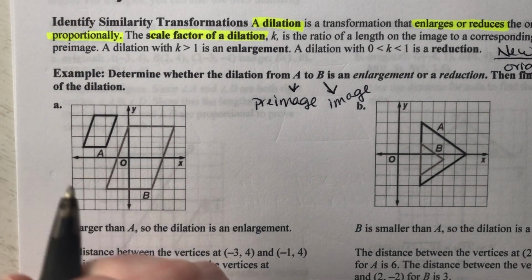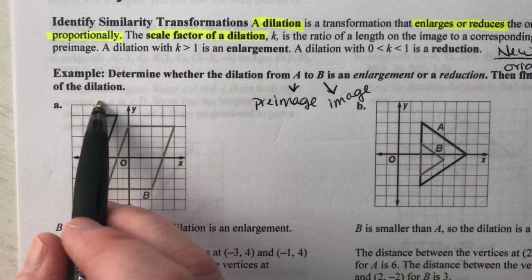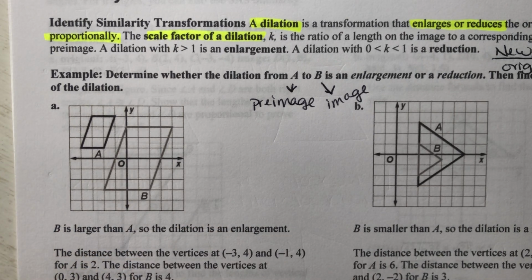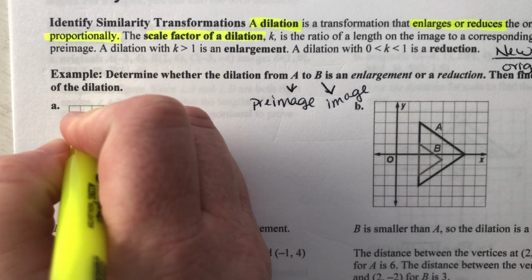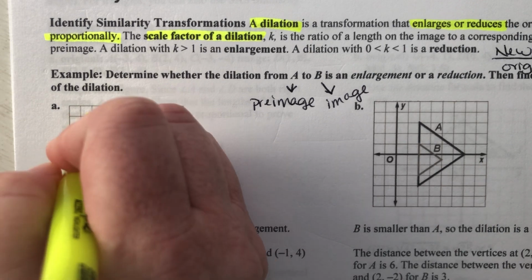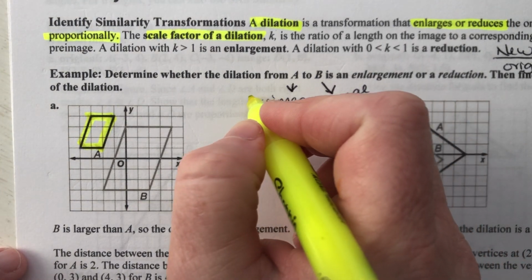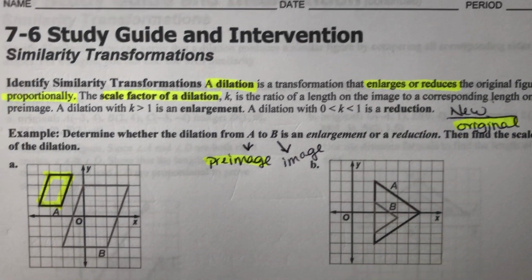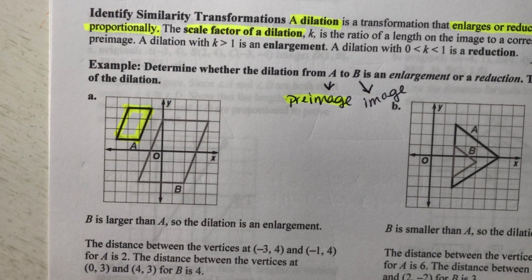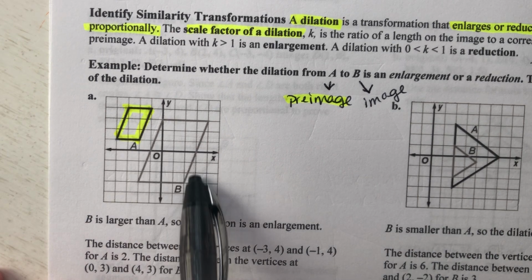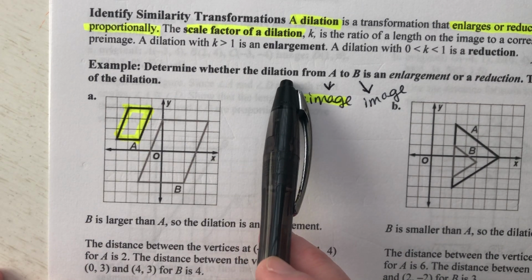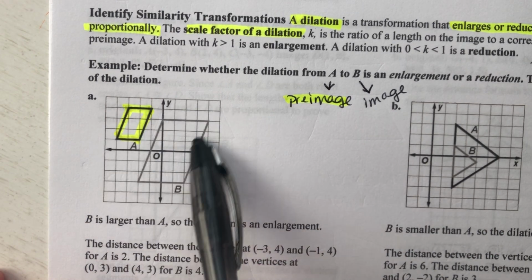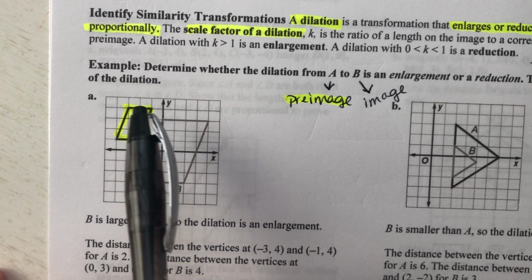All right, so here, this is A, this is B, and I'll highlight A in yellow so you know this is the original. This is the one that goes on the bottom. This is the pre-image or the original. It goes on the bottom of our ratio. All right, so first off, it tells us it's a dilation, so it's not asking us if it's similar or not. We know it is. It's a dilation.